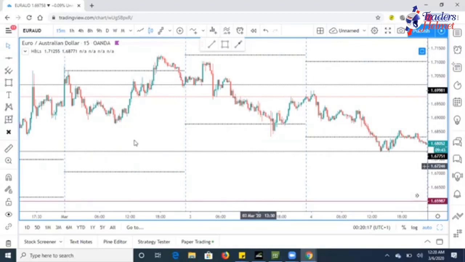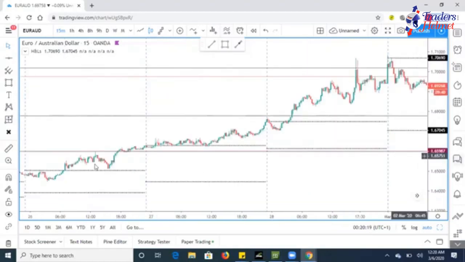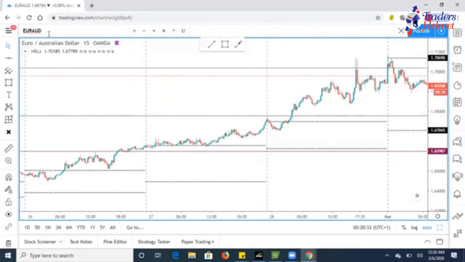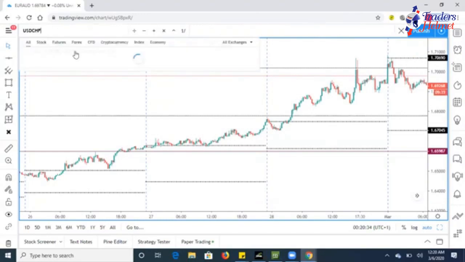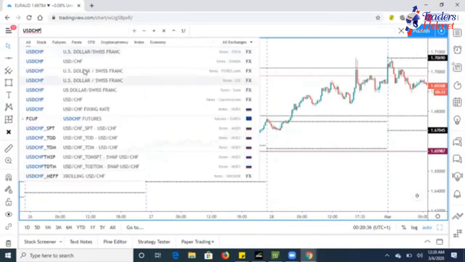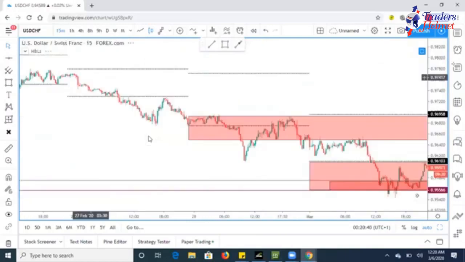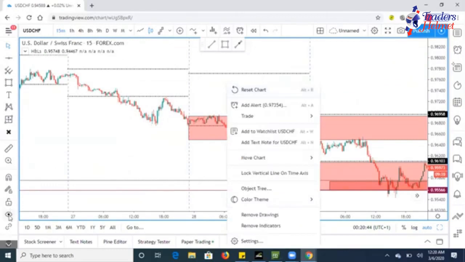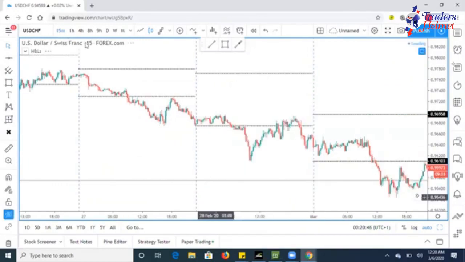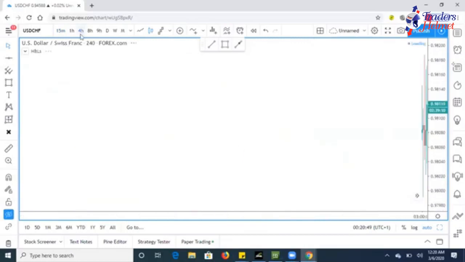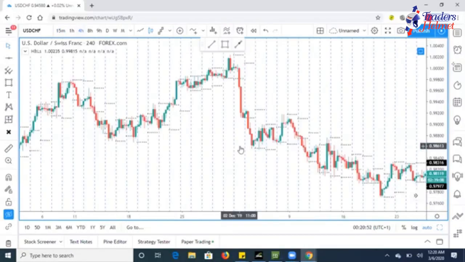Now, on its way down, exactly the same thing too. On its way up, it takes out yesterday's high, then moves up. On its way down, let's go to UCHF to explain the downward move. All right, let me hide all the drawings. Very good. So on the 4 hours, the downward move actually started.